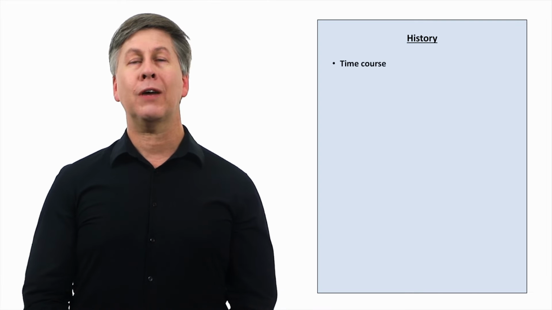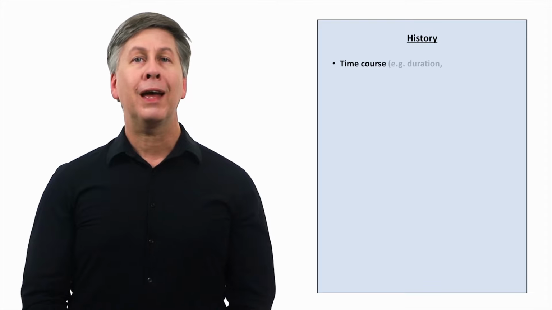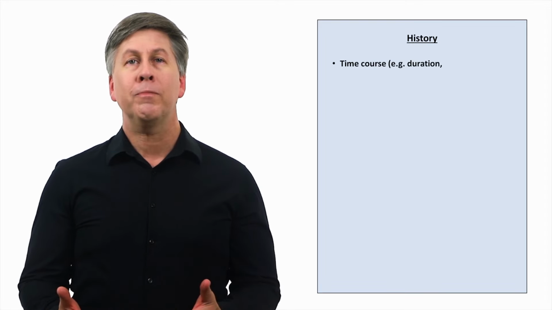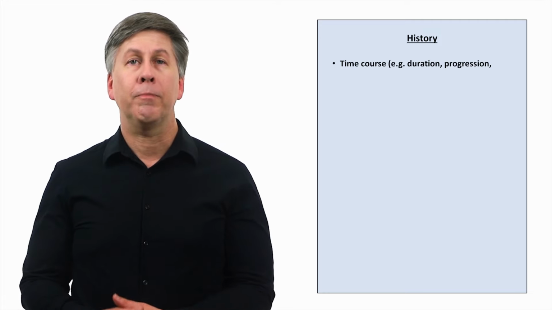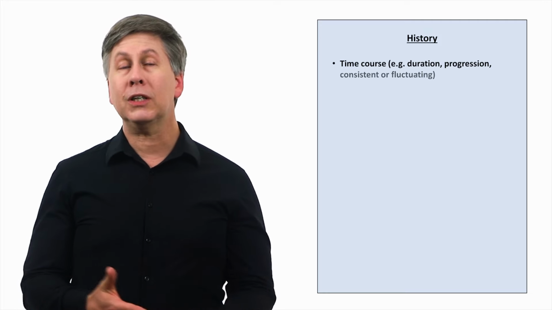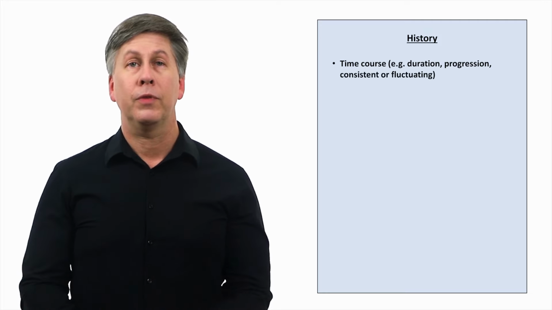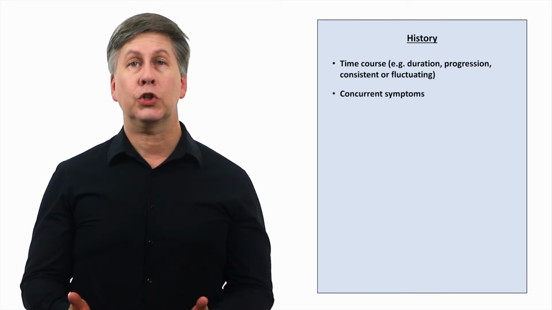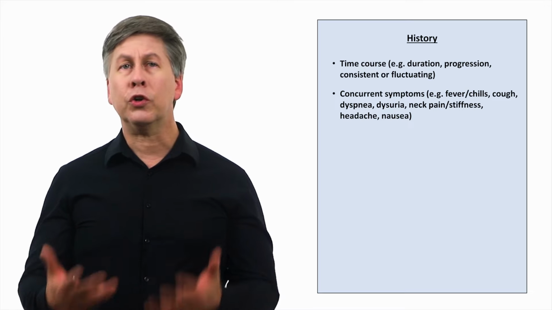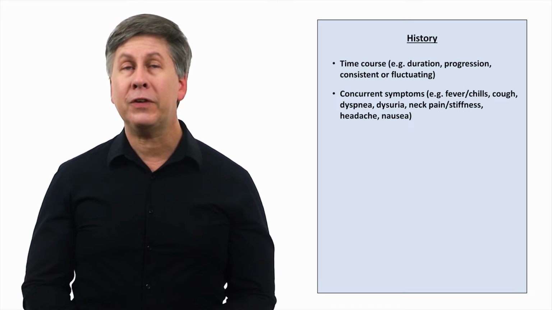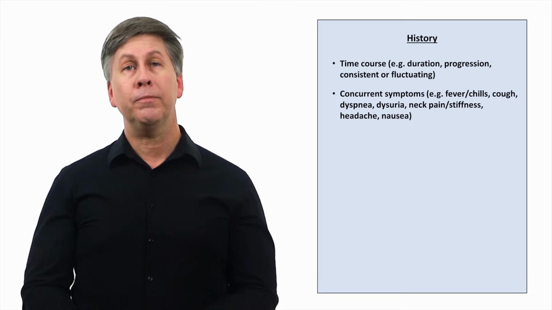So what are the critical features of the history that you should attempt to obtain? The first is the time course of the altered mentation, meaning how long has this been going on for? Did the changes happen all at once? Or did it progressively worsen over time? And are the symptoms consistent or fluctuating? Are there concurrent symptoms such as fever and chills, cough, dyspnea, dysuria, neck pain or neck stiffness, headache or nausea?